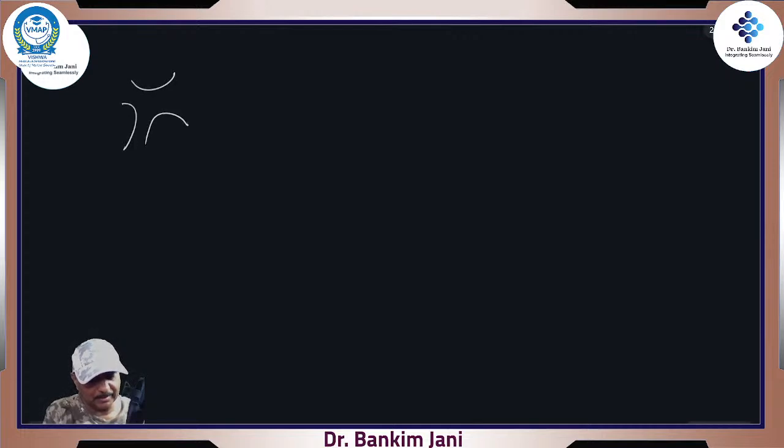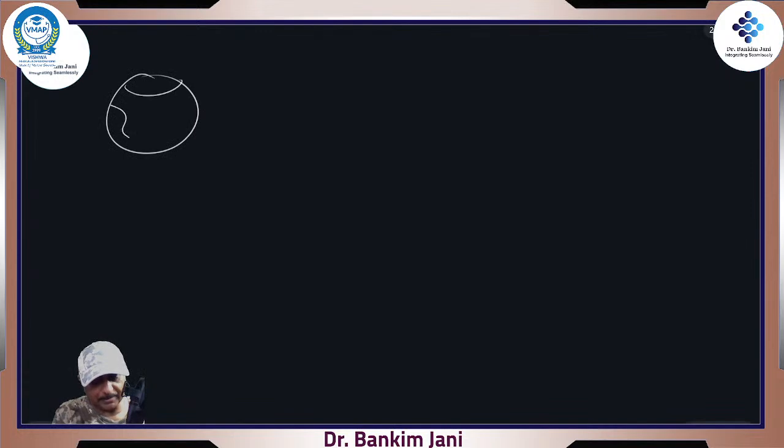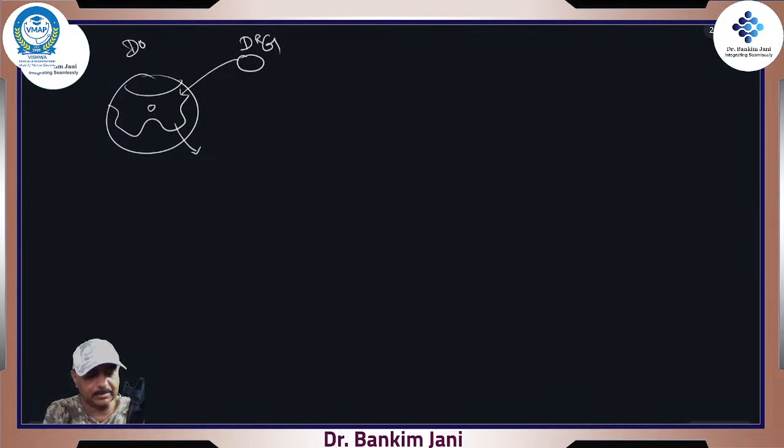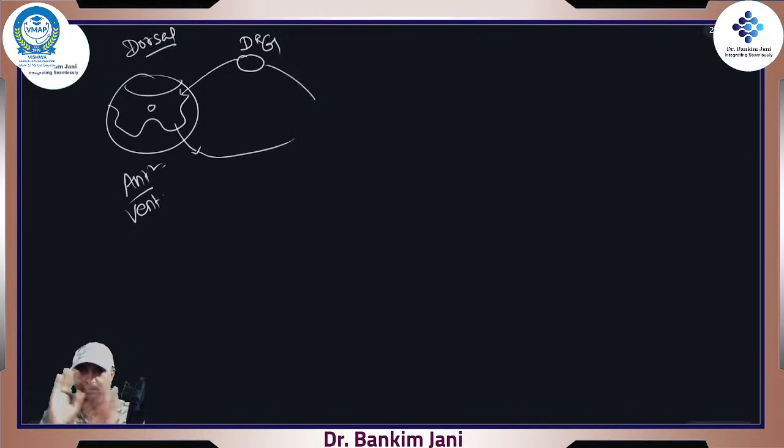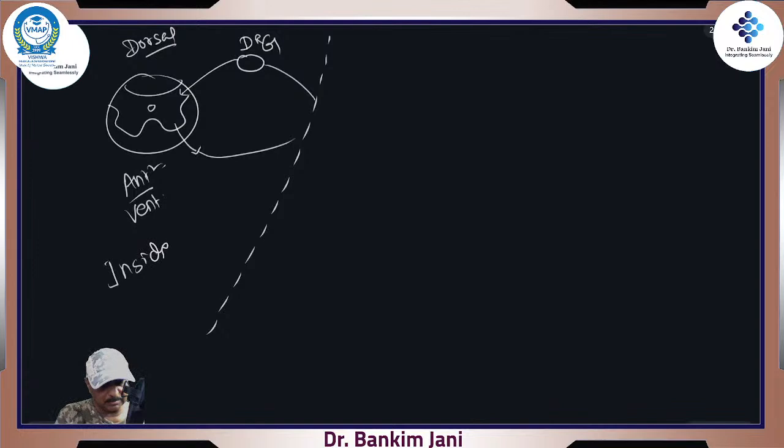So that's our spine. Here it is afferent, here it is efferent. That's the dorsal root ganglion. This is the dorsal part, the posterior part. This one is the anterior part, or the ventral part. And we are inside the spinal column. This is inside the spinal column.